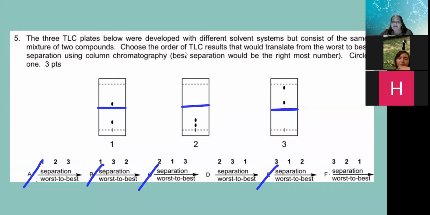And the reason we say that is because remember, you do not want both compounds to have an RF greater than 0.5. These are going to come off the column so quickly because they're both super nonpolar that you're not going to be able to separate them. You're going to get very poor separation. So the correct answer here was F. 3 is the worst, then 2. 1 is the best separation.